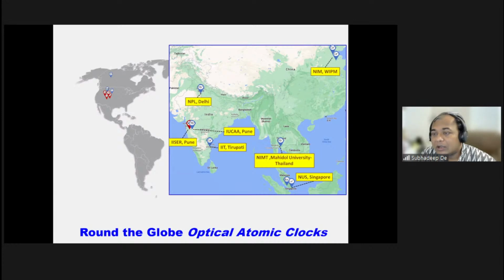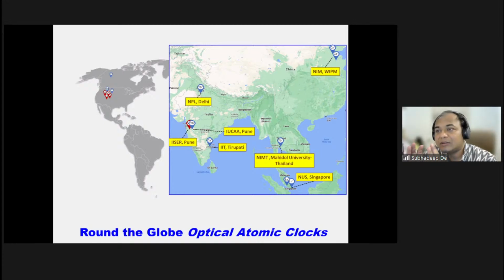At IUCAA, I am building an ytterbium ion-based optical clock, and I am interested to study fundamental science, particularly to search for alpha variations and so on. And just 3 kilometers away from IUCAA, at IISER Pune, they are building a strontium atom-based optical clock. The reason is that these two optical clocks can be compared, and these two are very good elements to do the alpha variation measurement.